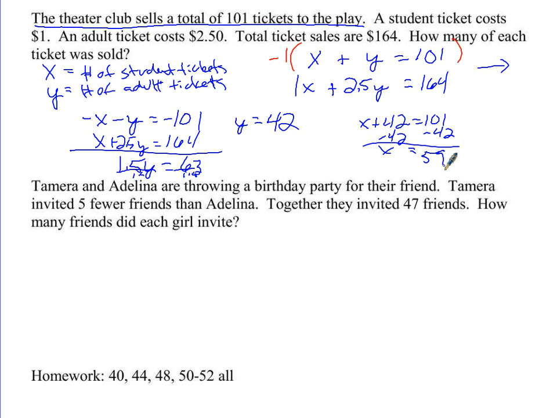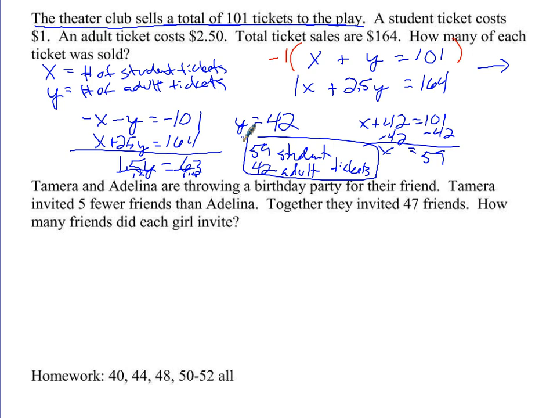So my answer for a story problem needs to say what? 59 student and 42 adult tickets. So that's my answer. My answer in a story problem switches from being an ordered pair to being something that makes sense in the problem. So just remember that for the story problems.